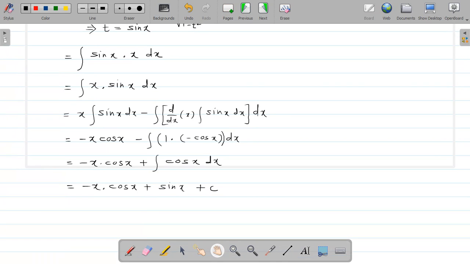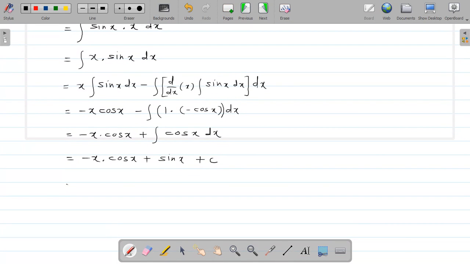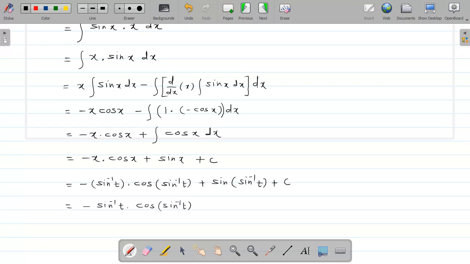Here x is equal to sine inverse t. Then what will you get here? Minus x means sine inverse of t, remember, into cos of sine inverse t plus, here it is sine of sine inverse t plus constant. So resubstitution is completed. Again we can write it as minus of sine inverse of t into cos of sine inverse t plus, now sine of sine inverse t means t, and plus constant. So this is our final answer.